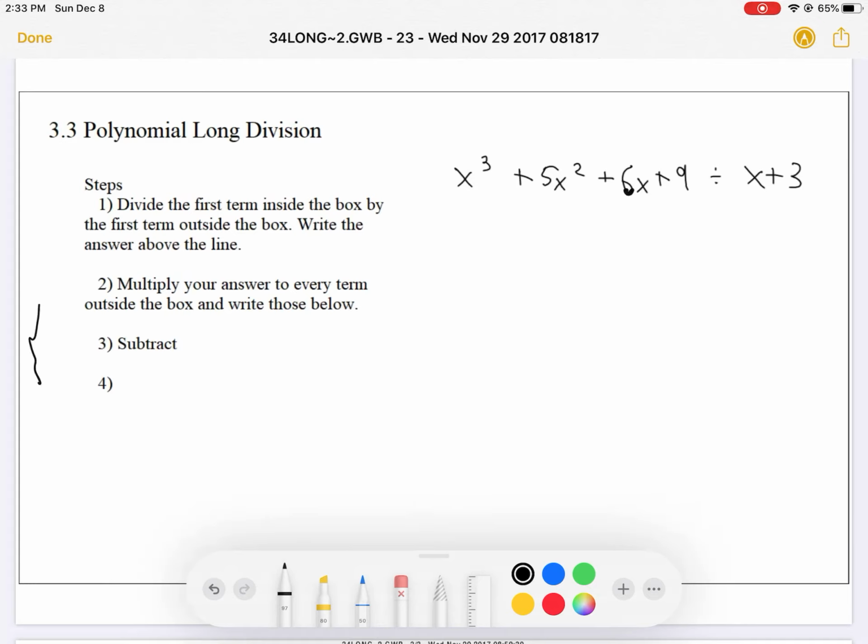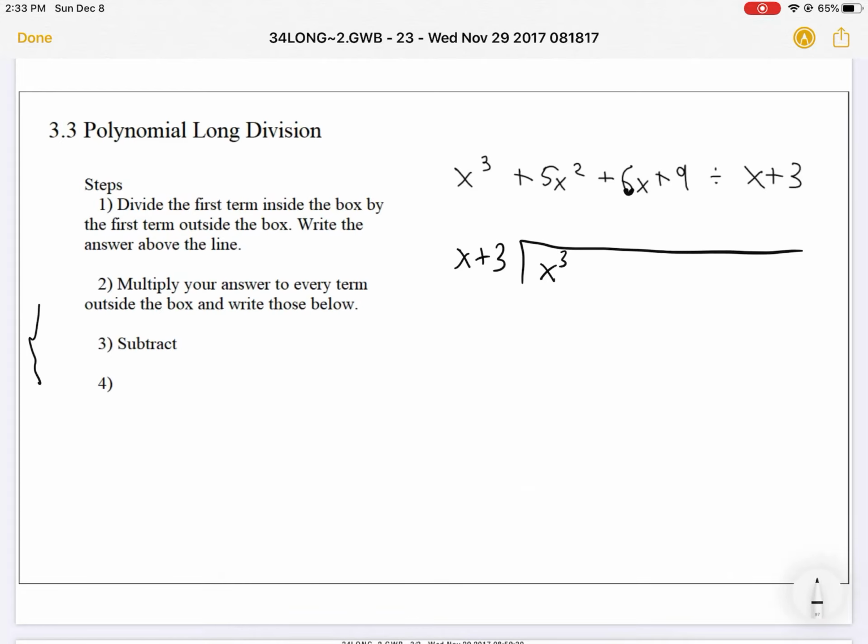Okay. Just like with the numbers, x plus 3 is the part that goes outside the box, whereas x to the third plus 5x squared plus 6x plus 9 we're going to put inside the box. As the steps say, we're going to take the first term inside the box and divide it by the first term outside the box. That would be x to the third as the first term inside the box, and x as the first term outside.